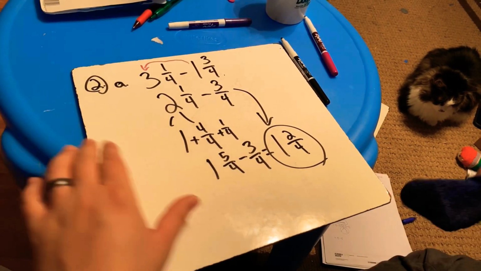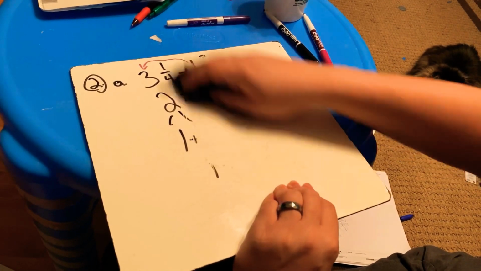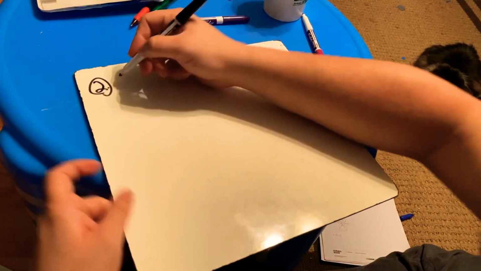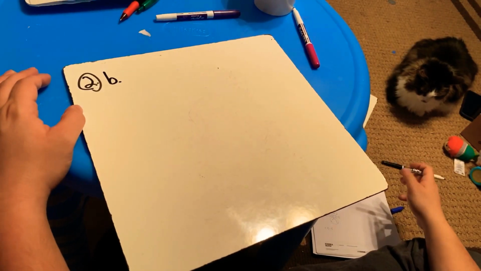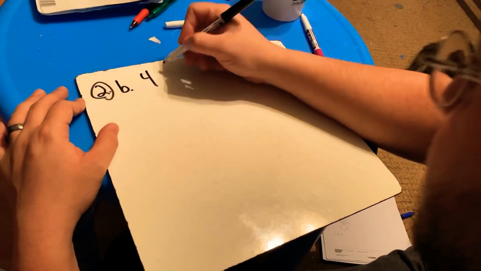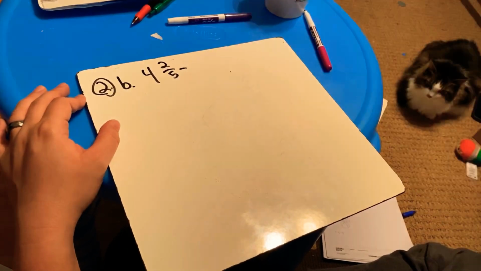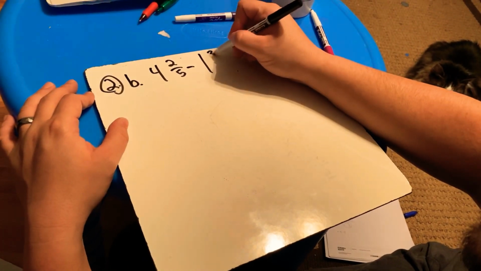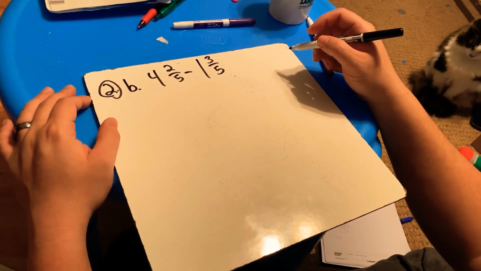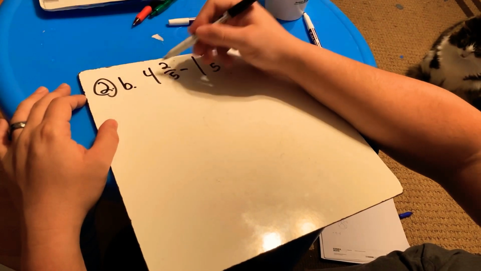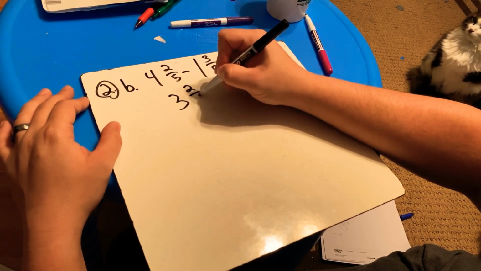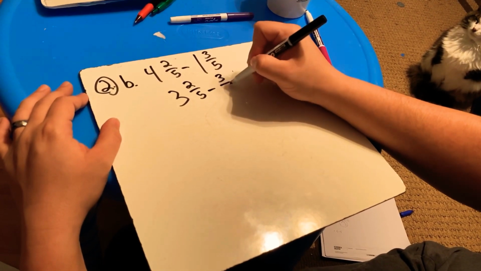Let's do 2B. Or not 2B. Actually, we'll do 2B. Shakespeare reference. We've got 4 2/5 minus 1 3/5. First thing they say in your instructions, subtract your whole numbers first. So I'm going to subtract 4 minus this 1, and 4 minus 1 is 3. So that leaves me with 3 2/5 minus 3/5.